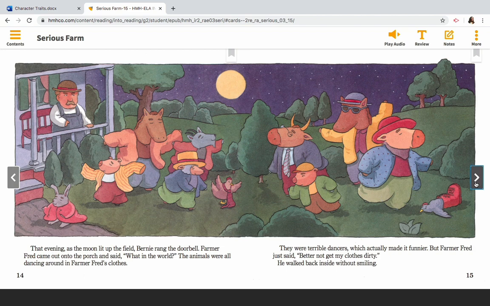So, how do you think the animals feel after they went through all of this, putting on his clothes and trying to be funny and dancing just to make him laugh, and he still didn't? How do you think they feel right now?